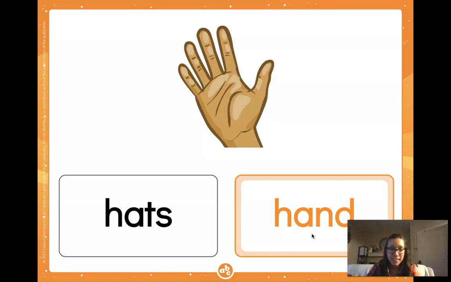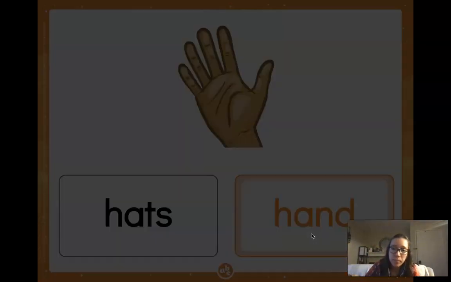H-a-t-s, hats. When we look carefully at the letters and picture the word in our mind, it can help us decide which one says the correct word. Go ahead and close your eyes for a second. I want you to picture the word hand. Does the word you're picturing look like H-A-N-D? It should. By picturing the word and matching it to the picture we see in front of us, we can help remember which letters make certain sounds and what certain words look like.